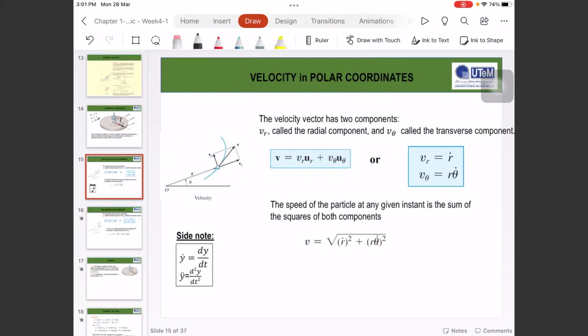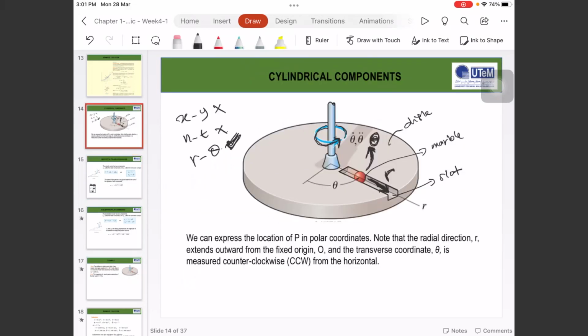Velocity and accelerations. So what is velocity in radial? Okay, so velocity in radial, kita akan panggil sebagai VR is equals to R dot, and V theta is equals to R theta dot. Okay, contohnya yang ini, bola ni dia bergerak ke sana, okay, dan dia keluar towards outside the slot.